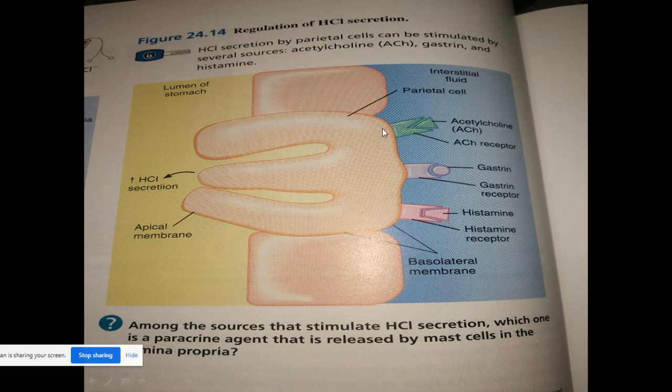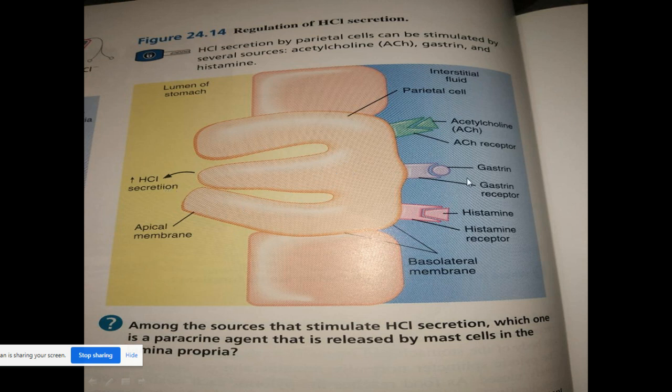Now what is the control, regulation of the HCl? Okay, the acetylcholine secreted by the parasympathetic neurons. See this acetylcholine which is secreted by the parasympathetic neurons combines with the acetylcholine receptor present on the parietal cell. Okay, so this will stimulate the parietal cells to secrete HCl. So not only this, okay, the hormone gastrin secreted by the G cell also comes and binds to the gastrin receptor. So this also stimulates the parietal cells to secrete HCl.